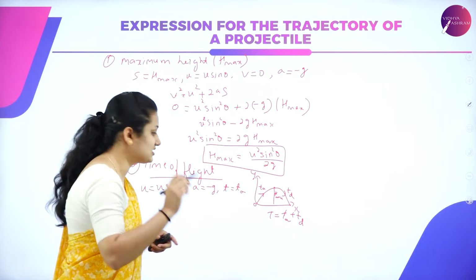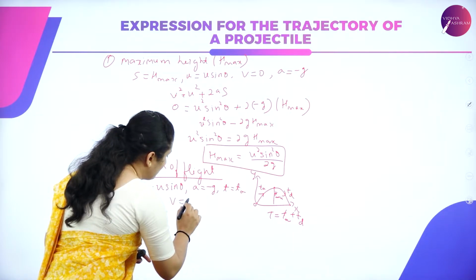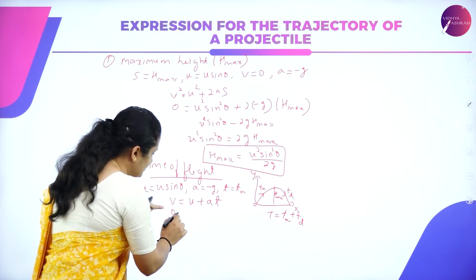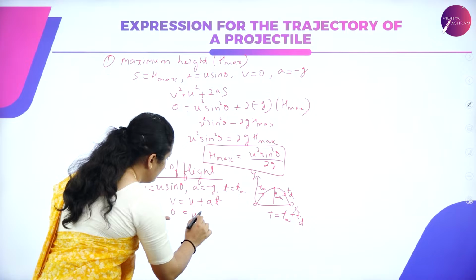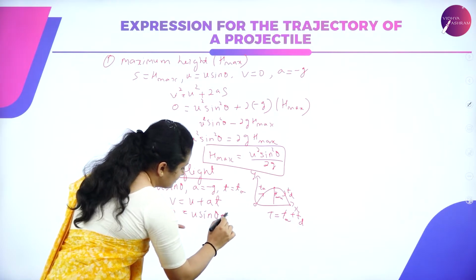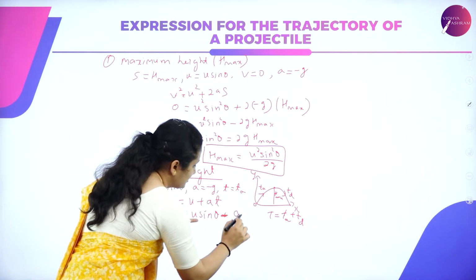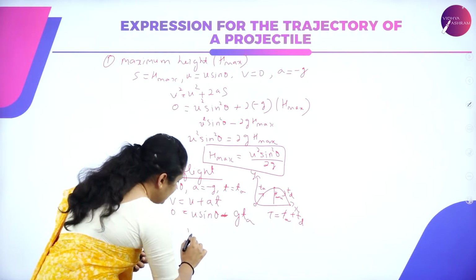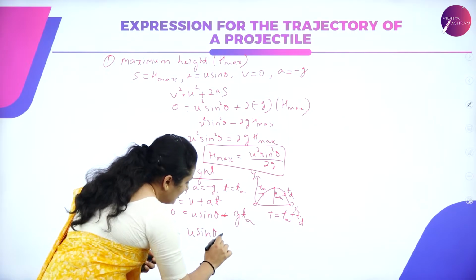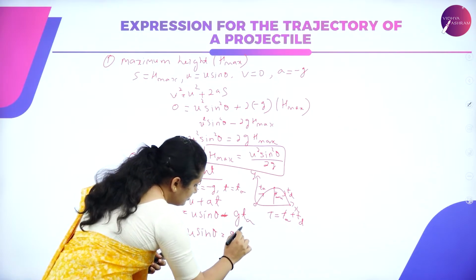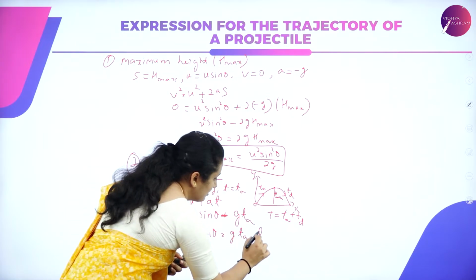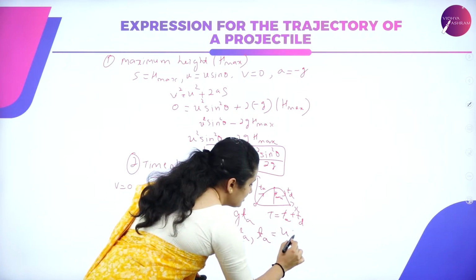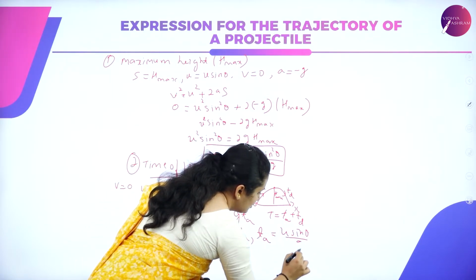So I will consider the first equation of motion: v is equal to u plus at. What is the final velocity? 0. The initial velocity is u sine theta, and a is minus g, and time is ta. Now shifting the terms, u sine theta goes to the other side, it will be g ta. I want to know what ta is. So ta, the time to ascend, is nothing but u sine theta by g.